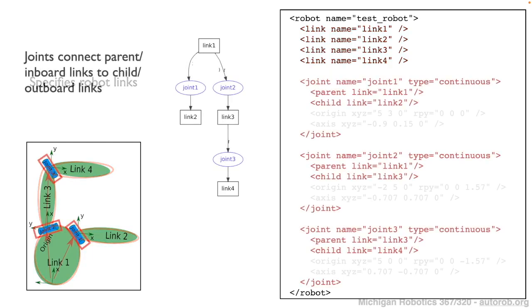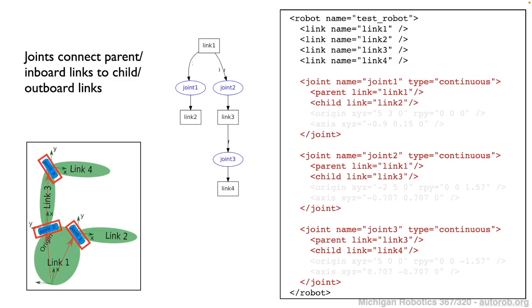Following that, we have a set of joint tags, which are used to construct the actual tree. Within each joint tag, the joints have a name, and they have a type, either continuous or discrete. In addition to that, we have the parent link defined for each joint and the child link for each joint. The parent and child links are denoted by their corresponding name as defined in their link tag.